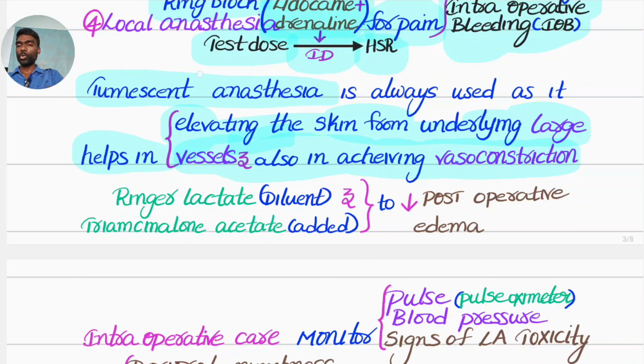What is meant by tumescent anesthesia? We will dilute the local anesthetic and then give it. What is the diluent used? It may be normal saline or ringer lactate. Here we will use ringer lactate, and we will add triamcinolone acetate to the tumescent anesthesia also. Why? Both of these will reduce post-operative edema.